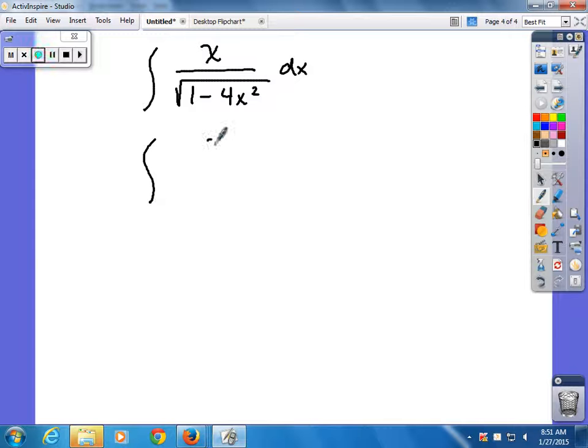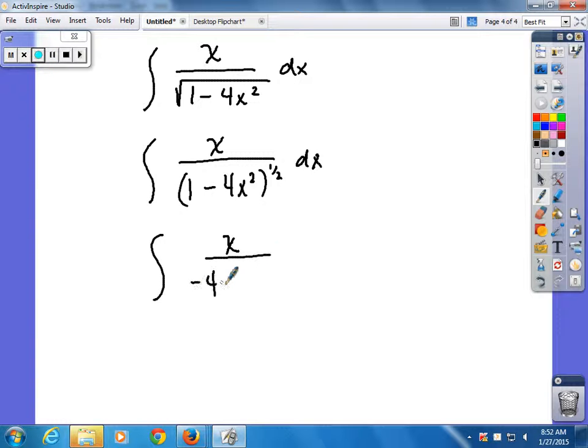Antiderivative of x over 1 minus 4x squared to the 1/2 power dx. I'm just going to turn it around and say x over negative 4x squared plus 1 raised to the 1/2 power dx. So let me just move all this over.